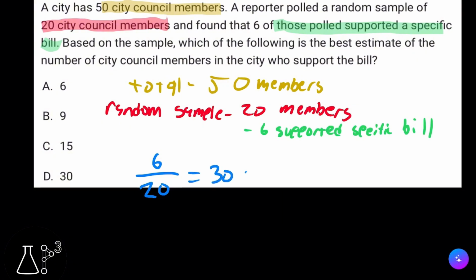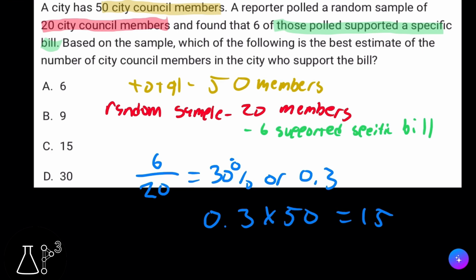We can convert that to 0.3 as a decimal, and we're going to multiply the decimal by 50 to understand how many people supported a specific bill. And if we do that, we're going to do 0.3 times 50. We are going to get 15, and my answer is going to be C. We got that answer because regardless how big or small the random poll sample was, whether it's 30, 50, we're going to use that percentage and then multiply by 50 to understand how many people of the whole council supported that specific bill. So the answer is going to be C.